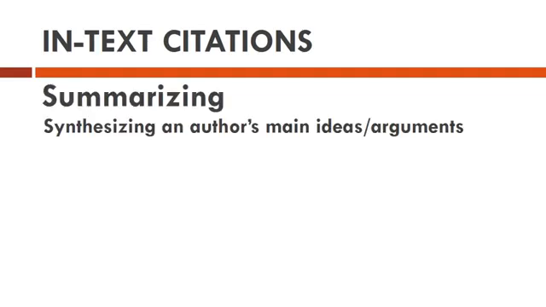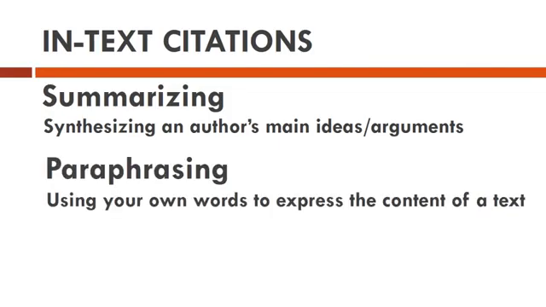The first way is summarizing. Summarizing is when you condense an author's main ideas or arguments into just a few sentences. So for example, if you read an article that is 6 pages, you might summarize the findings of the article in 6 sentences. 2, you can paraphrase, which is using your own words to express the ideas of someone else. It means saying something that you read in your own way.